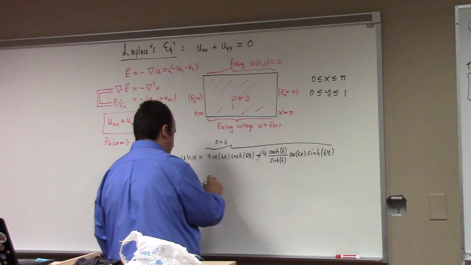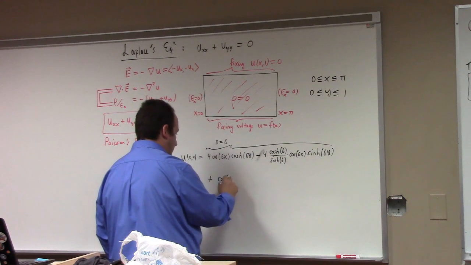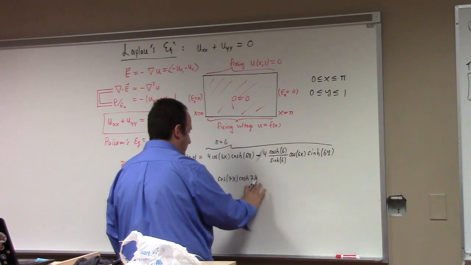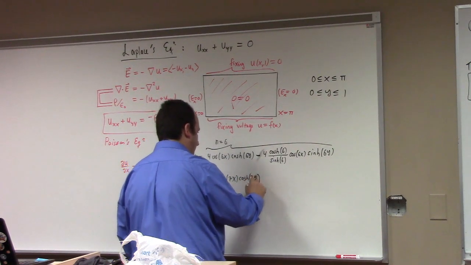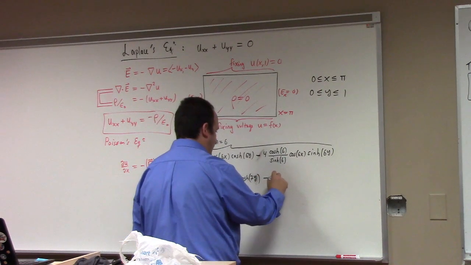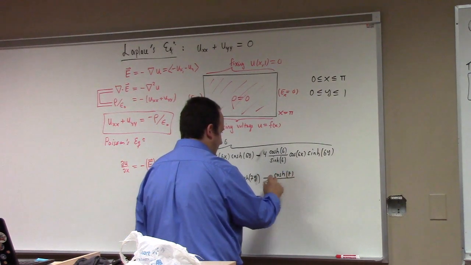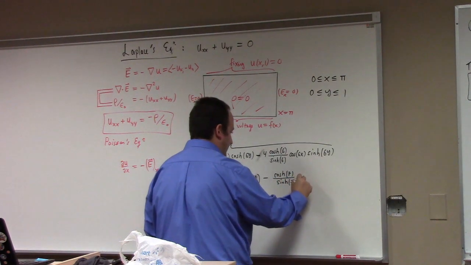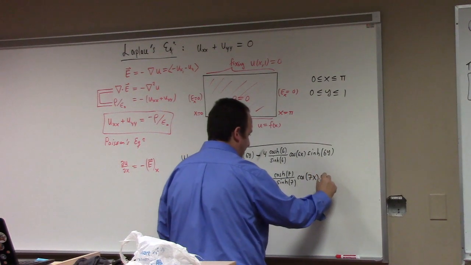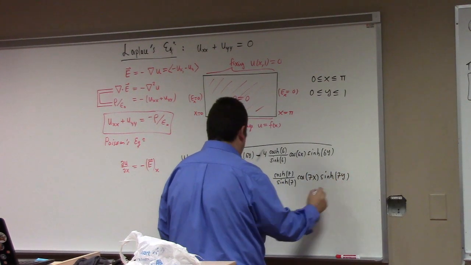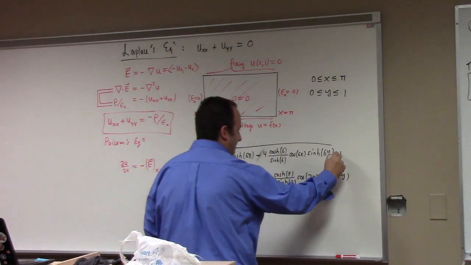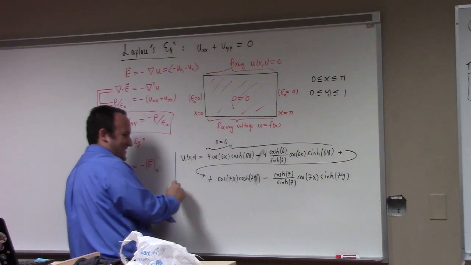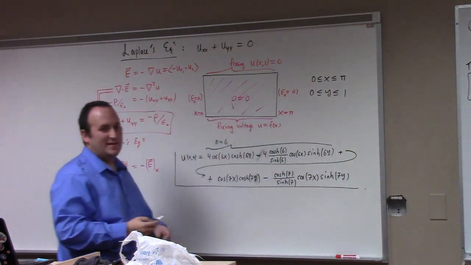And then the n equals 7 term is just cosine of 7x cosh 7y, and then minus hyperbolic cosine of 7 divided by hyperbolic sine of 7 times the cosine of 7x times the sinh of 7y. That's my n equals 7 term, yeah? And that solves the boundary conditions I just erased in the Laplace equation.